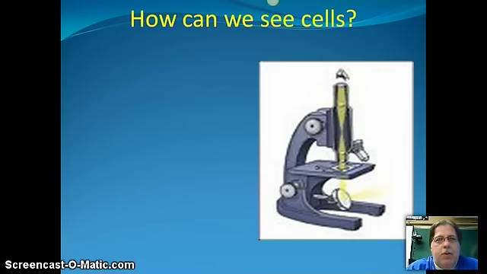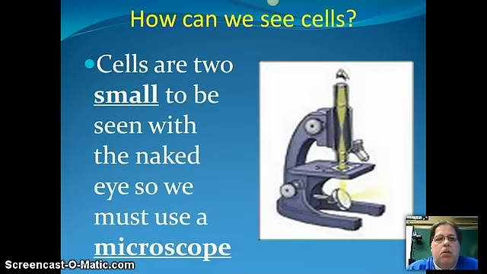How can we see cells? Well, cells are very, very small, so we can't really see them with the naked eye. I can see my skin, but what I can't see is the individual cells down there in my skin. So we need to make a slide and use a microscope to see inside of our cells.